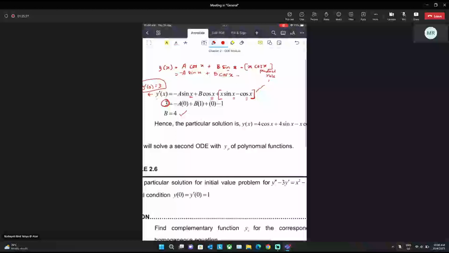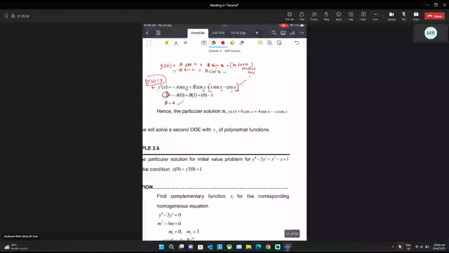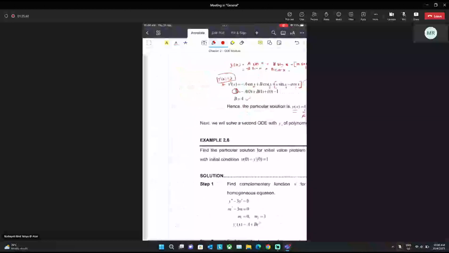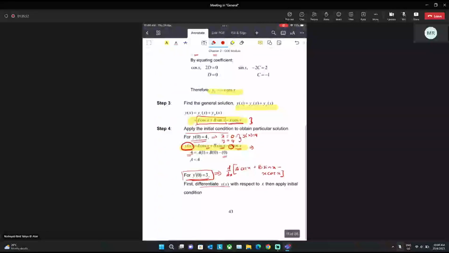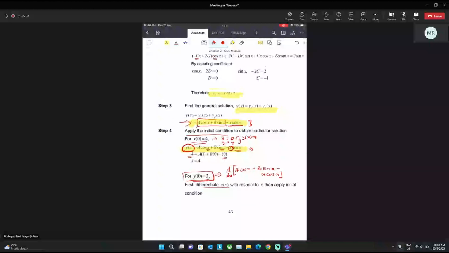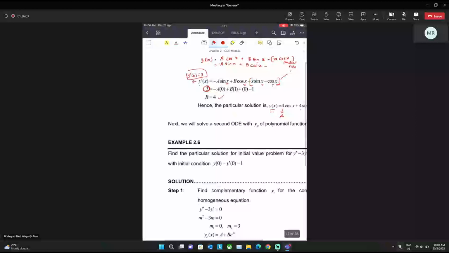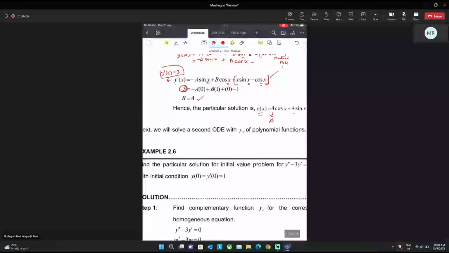So you will get b equal to 4. So particular solution right now is y(x) equal to, this is a just now, and then a berapa tadi? 4 juga. b sin, mana particular solution you? Masukkan balik lah. B. Kenapa B 4? B dapat berapa tadi? 4? B 4. Kenapa saya dapat 2 lah?